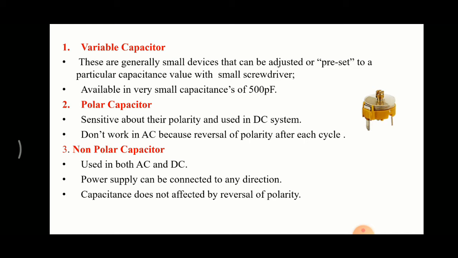Second one is the polar capacitor. This type of capacitor is sensitive to its polarity, and it is used in DC systems. It is not used in AC systems, because in an AC system, with each cycle the polarity changes. At the negative cycle there is a reversal of polarity, that's why it is used only in DC systems, not in AC.